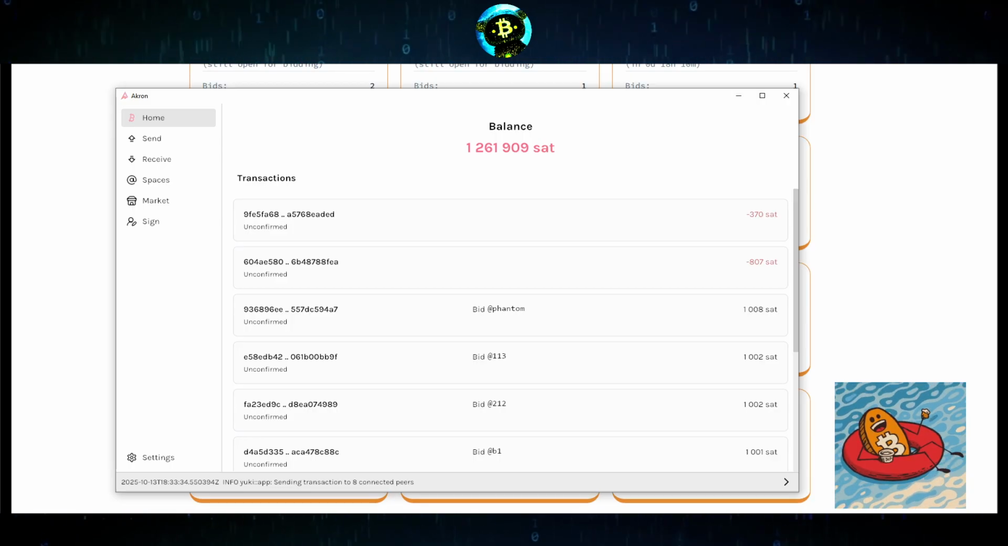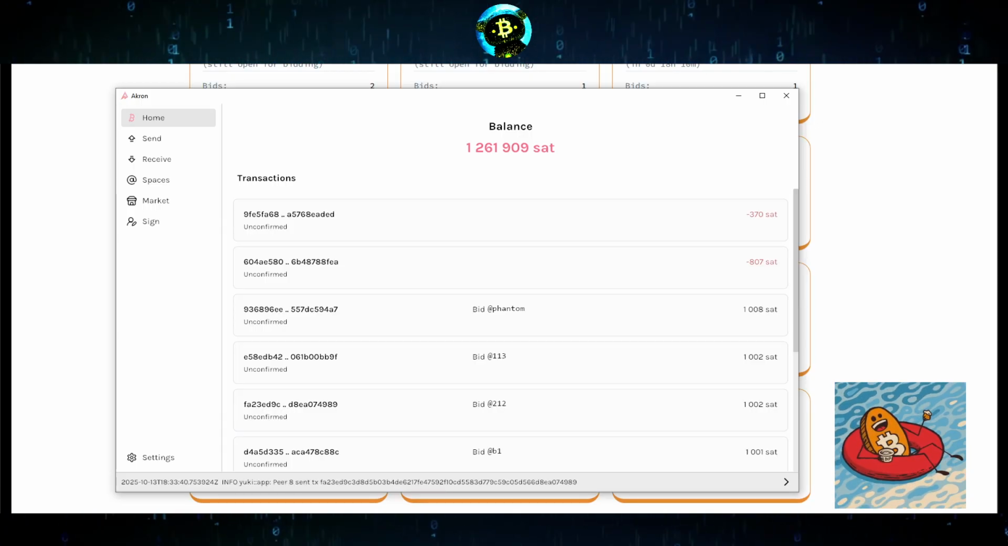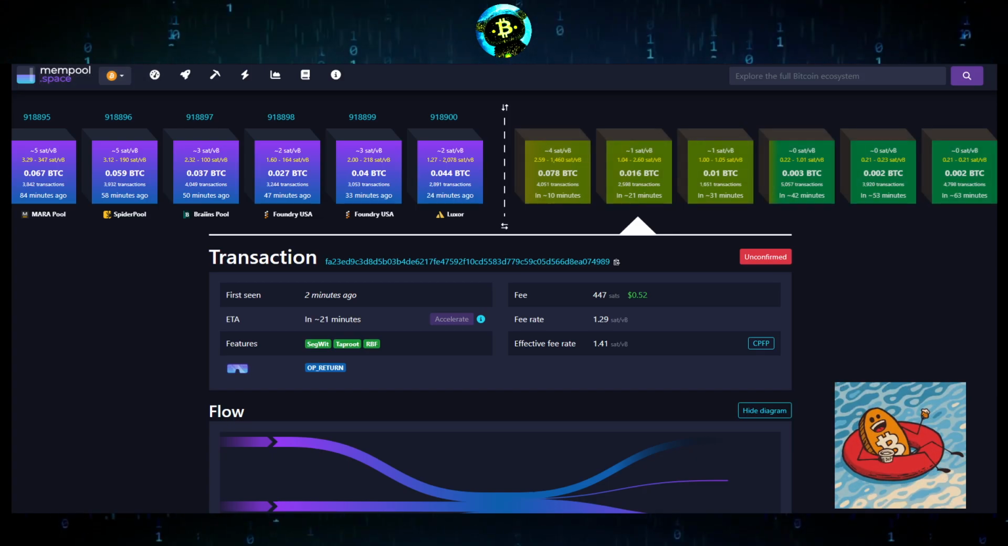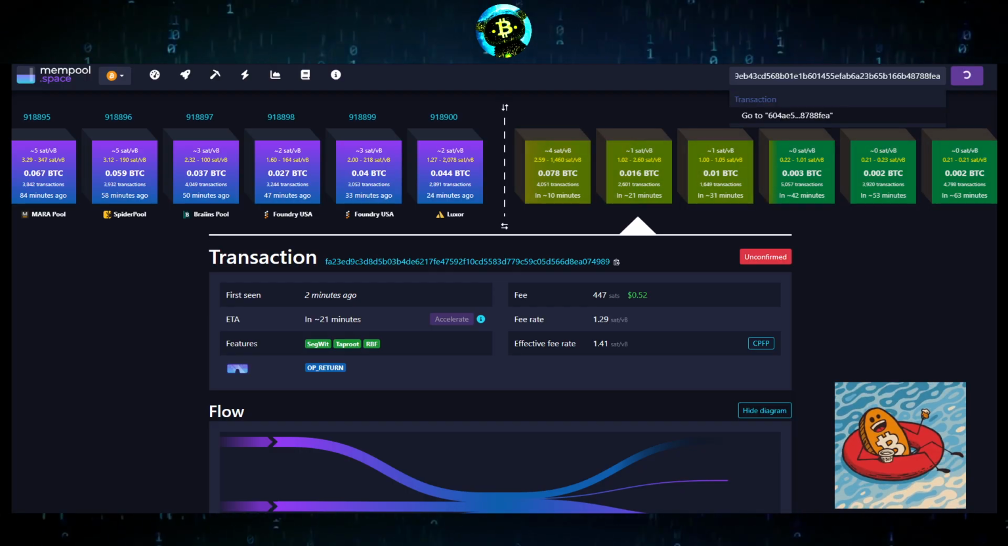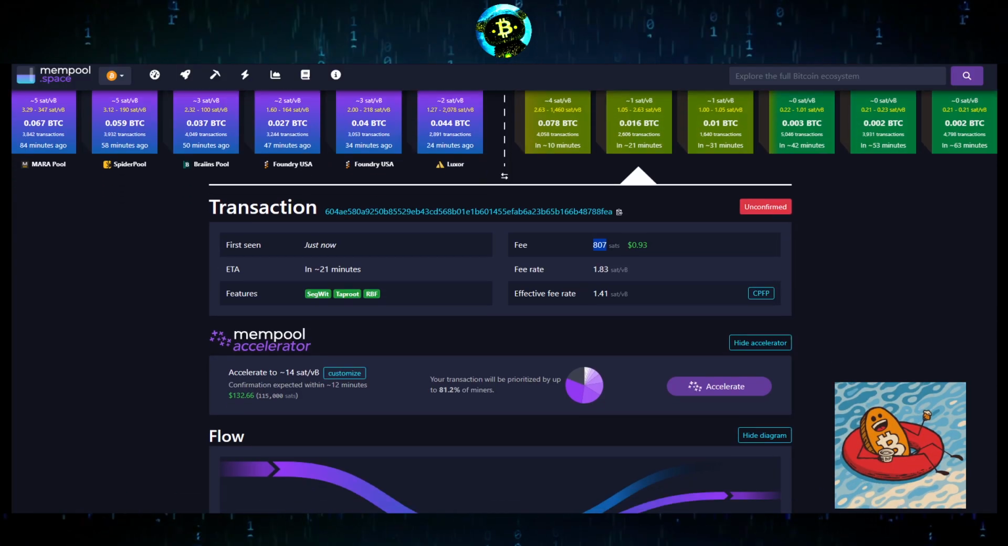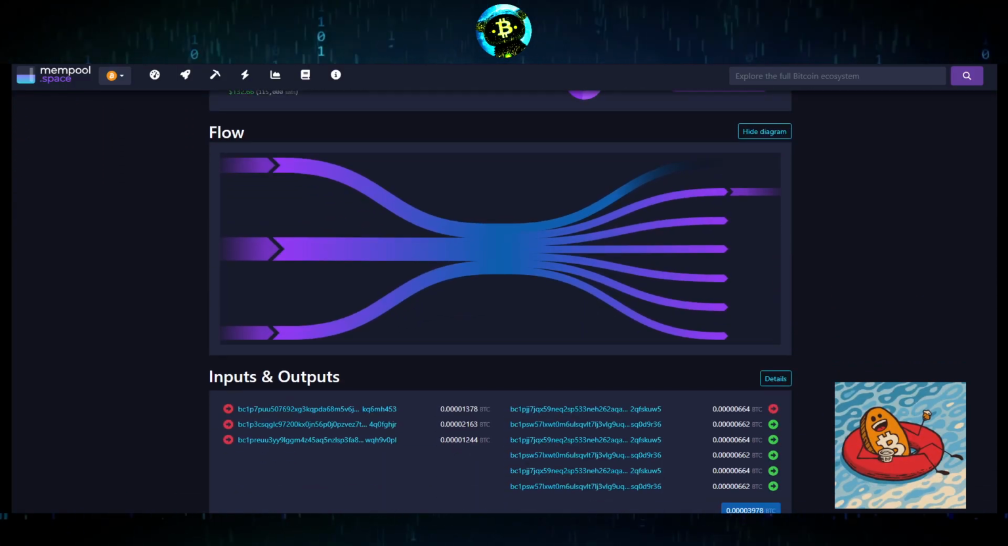All right. So that was my third. And now it gave me another unconfirmed trade. 807 Satoshis. So what's this? Another bid out. All right. So every time you make 3 bids, it's gonna give you another bid out to save you some fees here. This time 807 Satoshis.